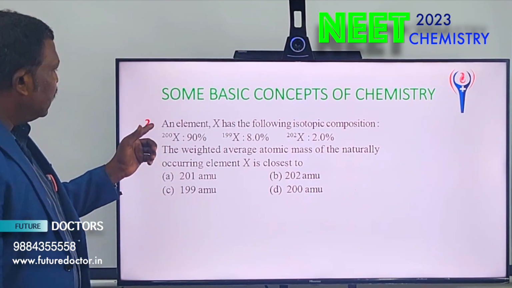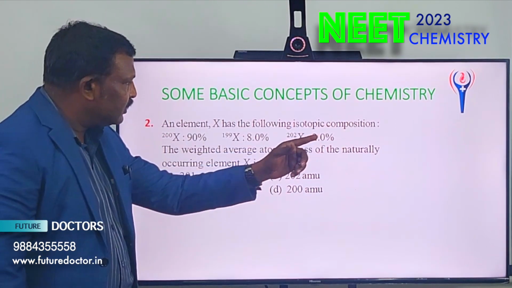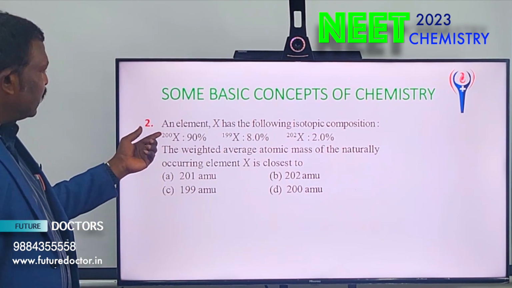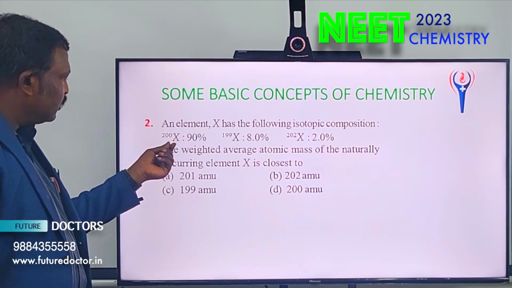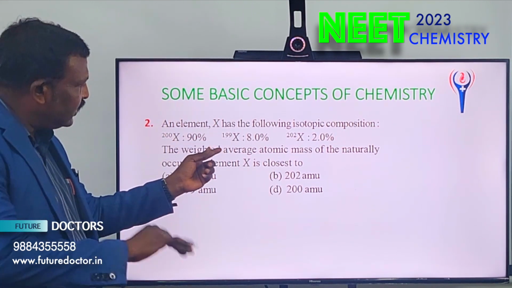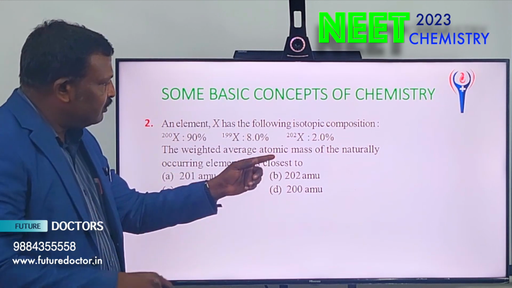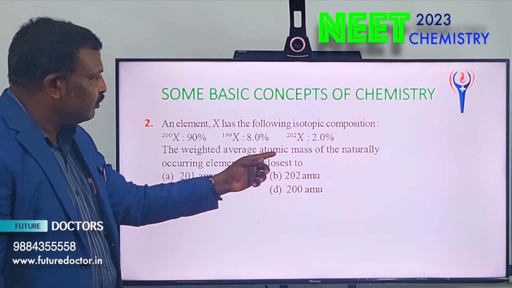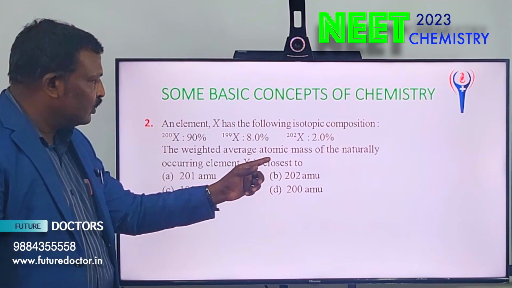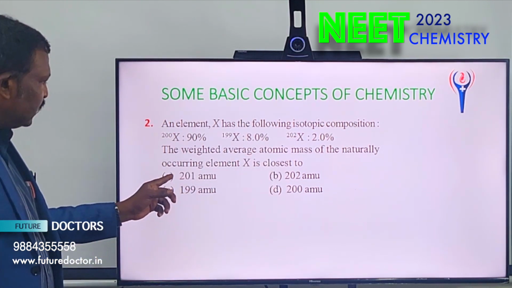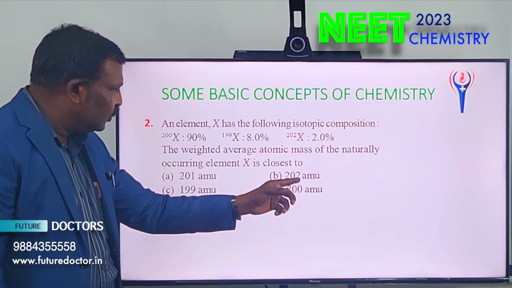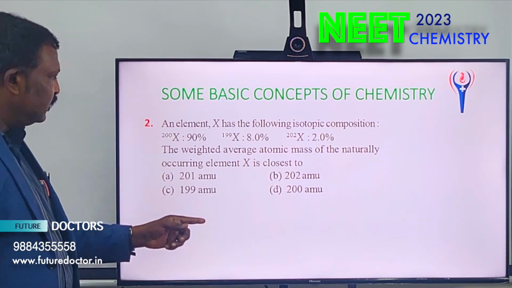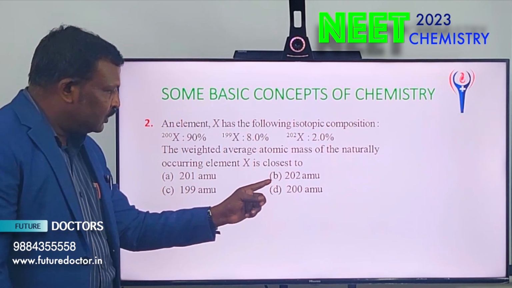Next one. Second question. An element X has the following isotopic composition. X, its atomic mass is given, that is, this X isotope is 90%. Again, X 199 isotope is 8.0%. The same X 202 isotope 2.0%. The weight average atomic mass of the naturally occurring element X is closest to what they are asking. Option A 201 AMU, option B 202 AMU, option C 199 AMU, atomic mass unit, option D 200 AMU.